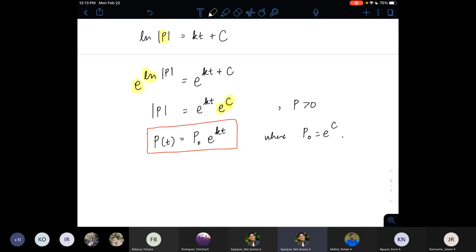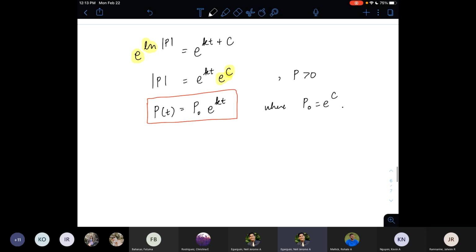That's why we use p sub 0, meaning it's the value of the population or amount of material at time t equals 0. Because if t equals 0, then p of 0 is equal to p sub 0 e to the k times 0. But that's just e to the 0, and e to the 0 is 1. That's why we call it p sub 0, because it turns out that that constant is the initial value. Okay, yeah, Kevin, you're correct. That's the initial population.